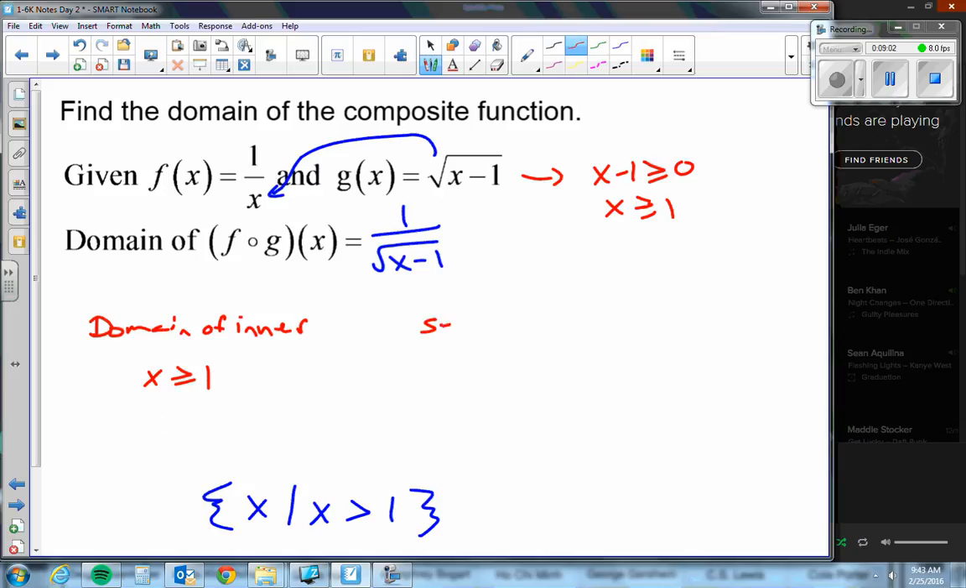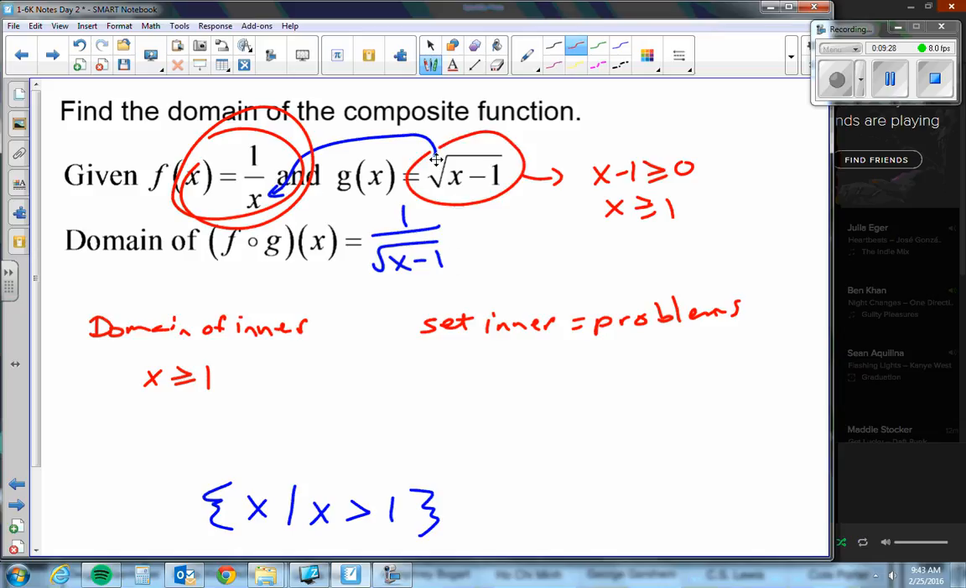And I'm going to phrase it this way. I'm going to set the inner equal to the problems for the outer. I don't know if that's the best way to phrase it. What is the domain for the outer function? Everything except for, right here, you can't plug 0, right? We need to make sure this does not produce a 0. That's what we're trying to do right now. So write down the inner function and set it equal to that problem, 0. So we can't let G produce a 0.